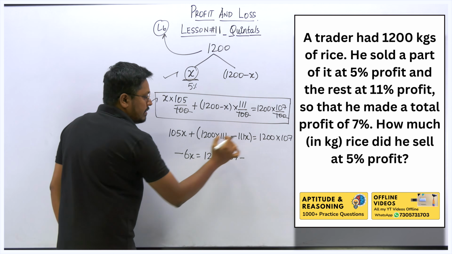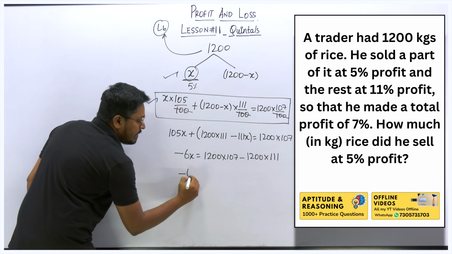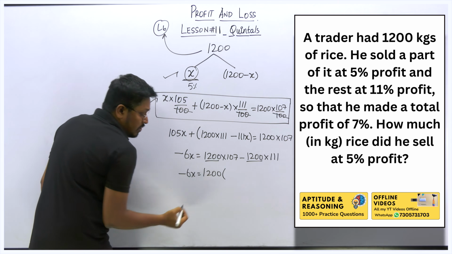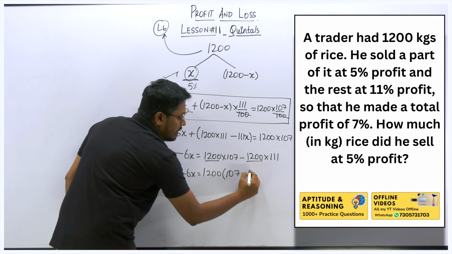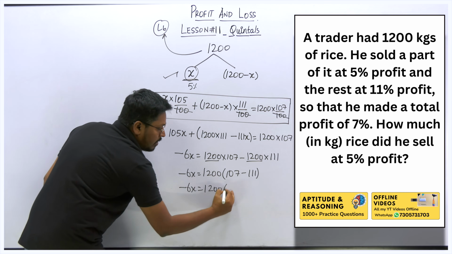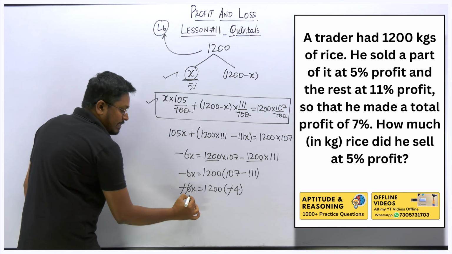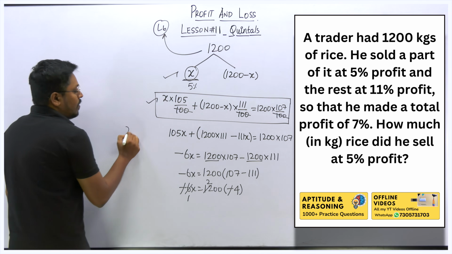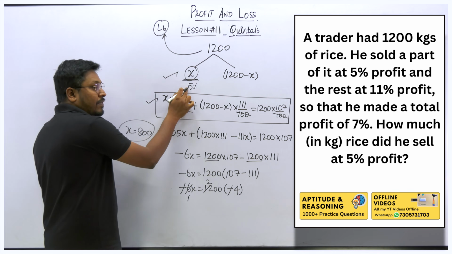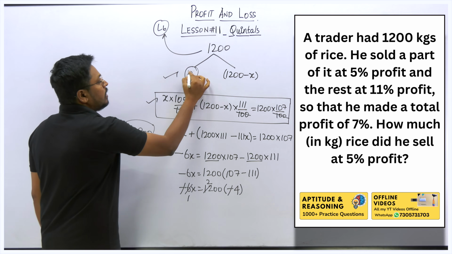Bring the term towards the right hand side, so minus of 1200 into 111. So minus 6x equals, you can take 1200 common, 107 minus 111. So 6x equals 1200 into minus 4. We can cancel minus and minus here. 1 6 are 6, 6 2s are 12. So x is equal to 800, which means the part he sold at 5% profit will be 800 kilograms.